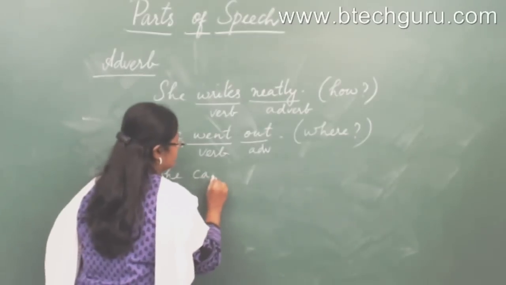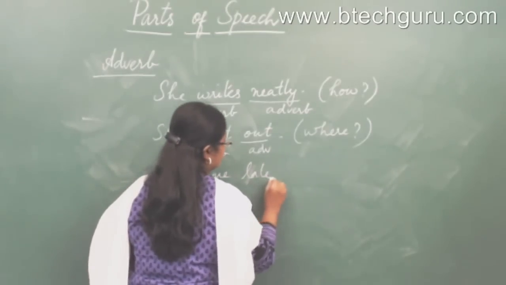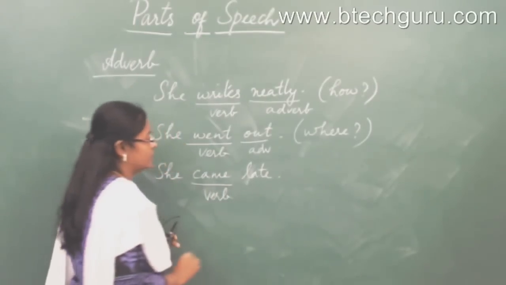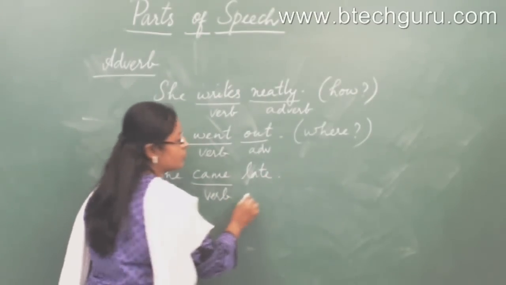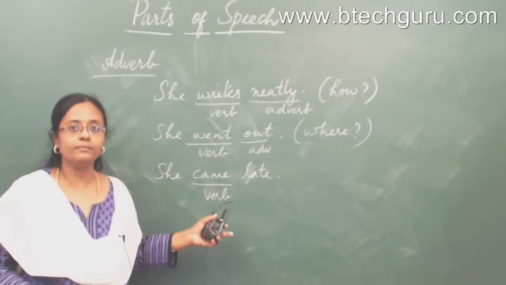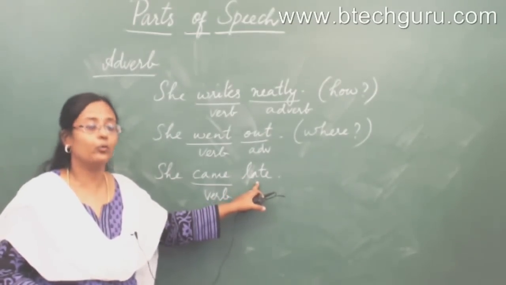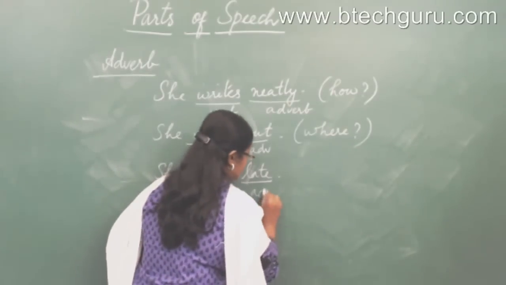She came late. Now please listen carefully. You see, this is the verb. This word talks about what? When did she come? Late. So this word is the answer to the question when. So it is an adverb.